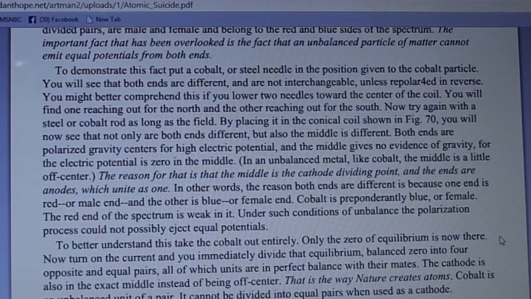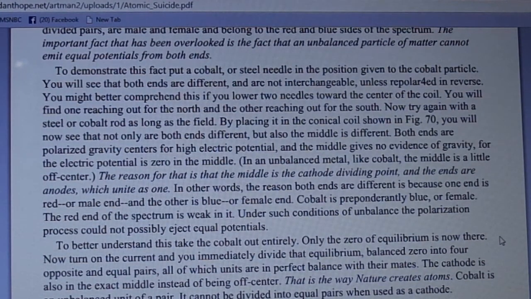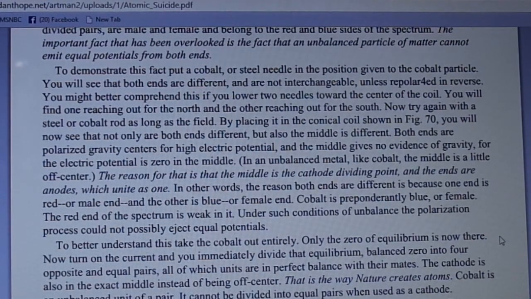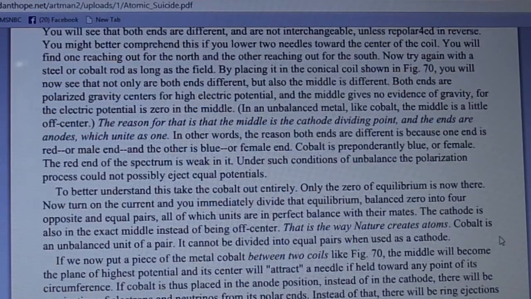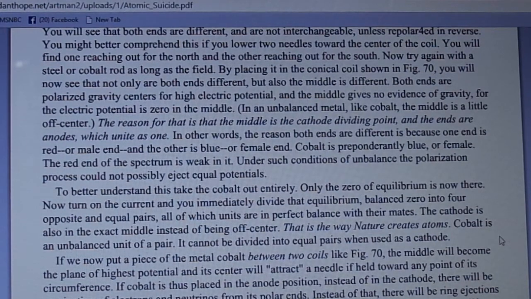To better understand this, take the cobalt out entirely. Only the zero of equilibrium is now there. Now turn on the current and you immediately divide that equilibrium, balanced zero, into four opposite and equal pairs, all of which units are in perfect balance with their mates. The cathode is also in the exact middle instead of being off-center. That is the way nature creates atoms. Cobalt is an unbalanced unit of a pair. It cannot be divided into equal pairs when used as a cathode.